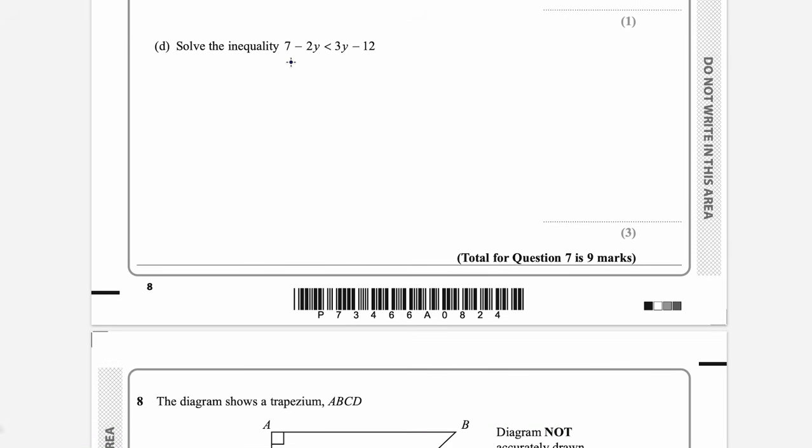Okay, finally, part D. Solve this inequality. Okay, I'm just going to add, guys, this -2y to the right. So I'm going to have 3y plus 2y, adding this 2y over here. And then I'm going to add the 12 over here. So it's going to be 7 plus 12 like this. 7 plus 12 is 19. And 3y plus 2y is 5y, which means y is 19 over 5.